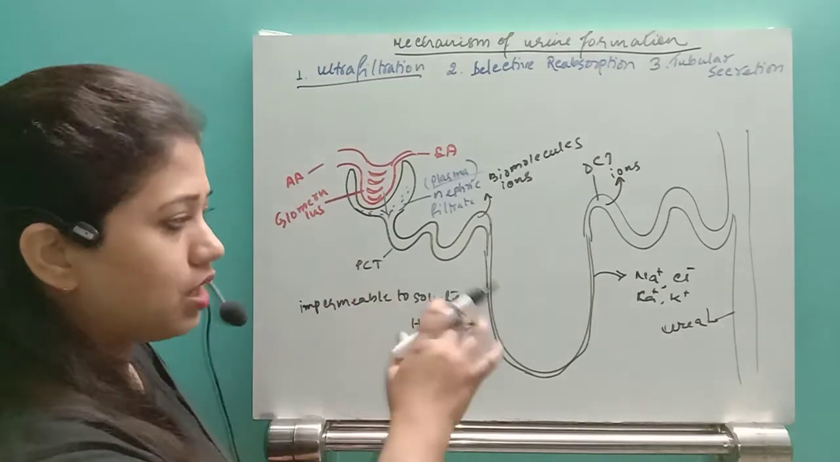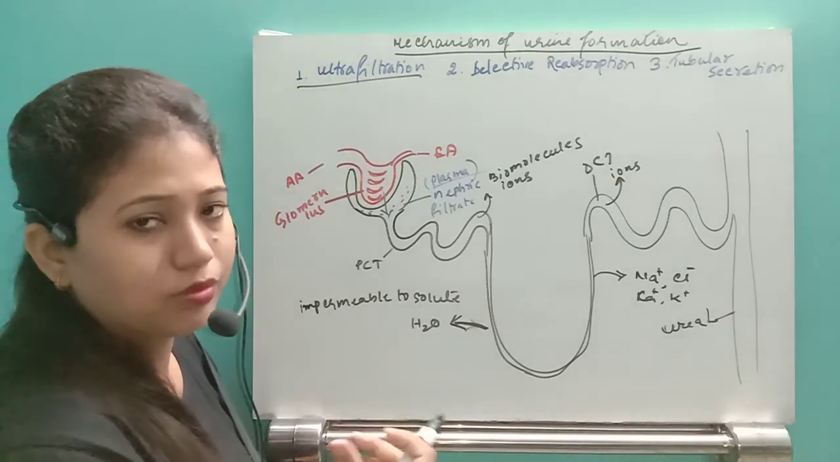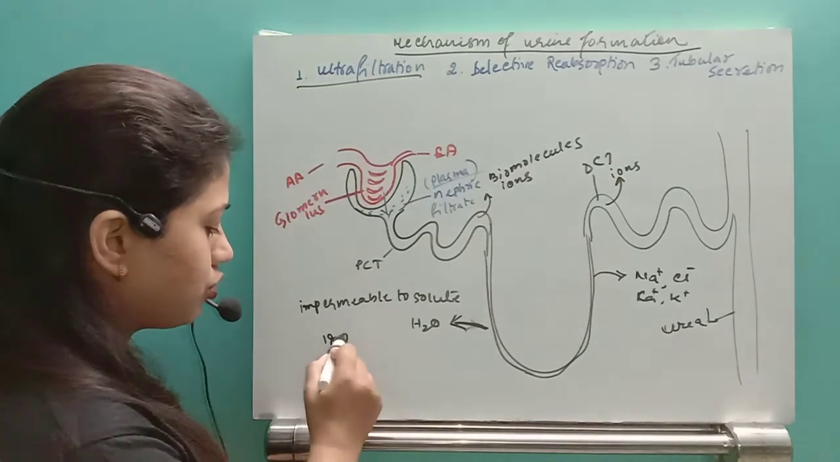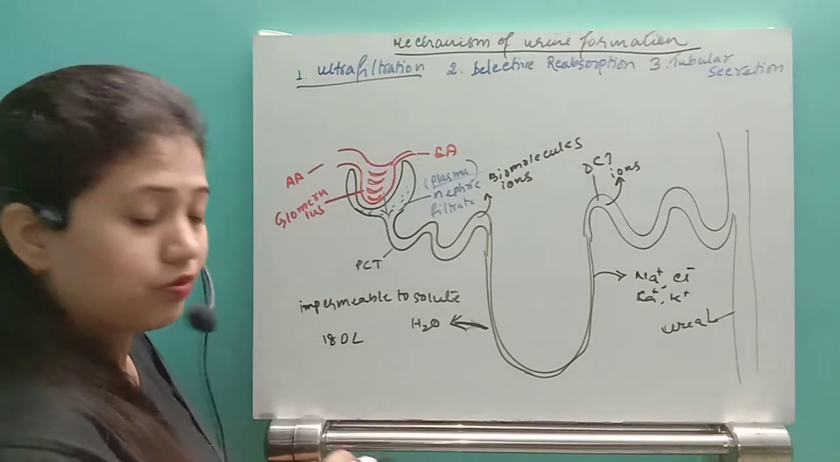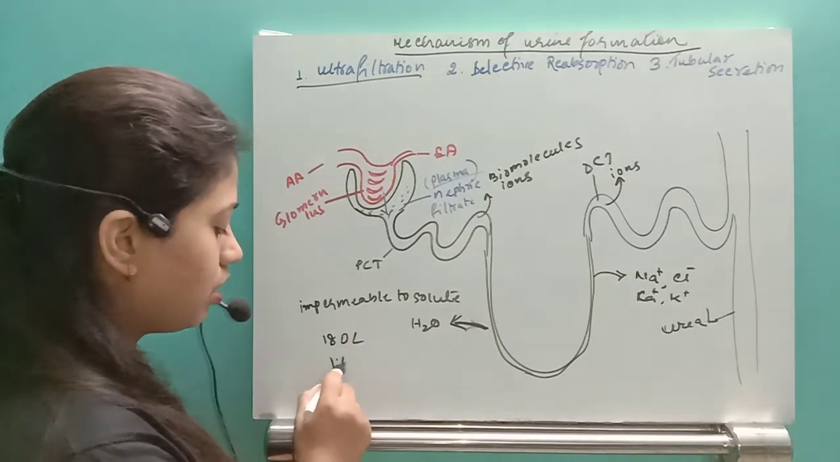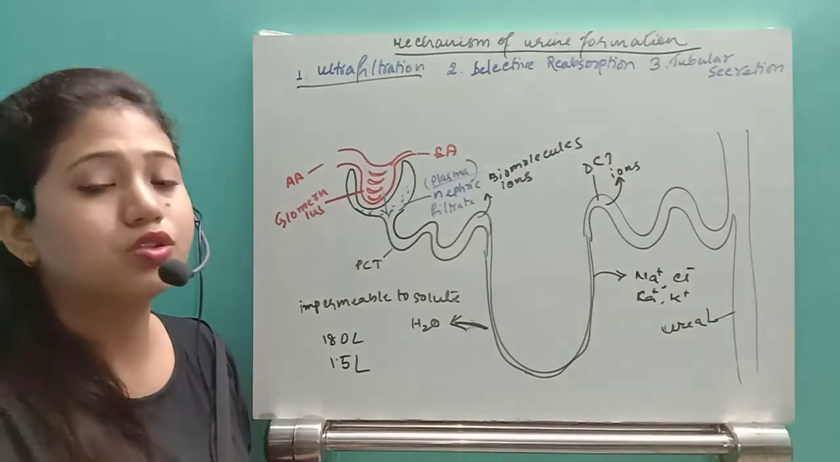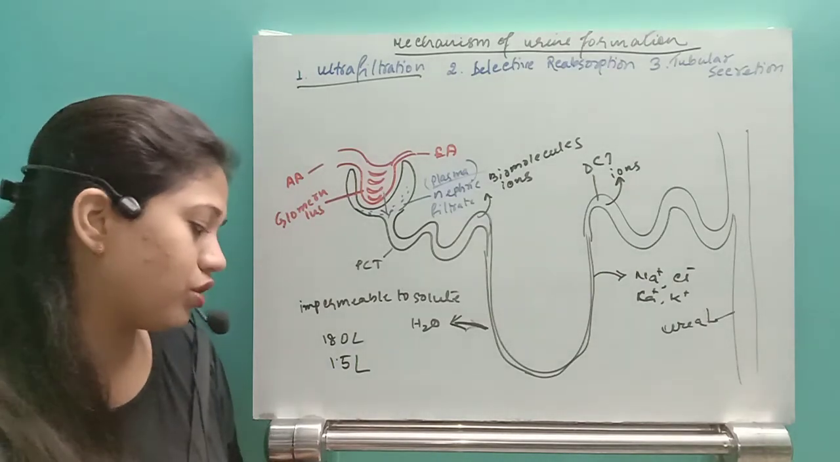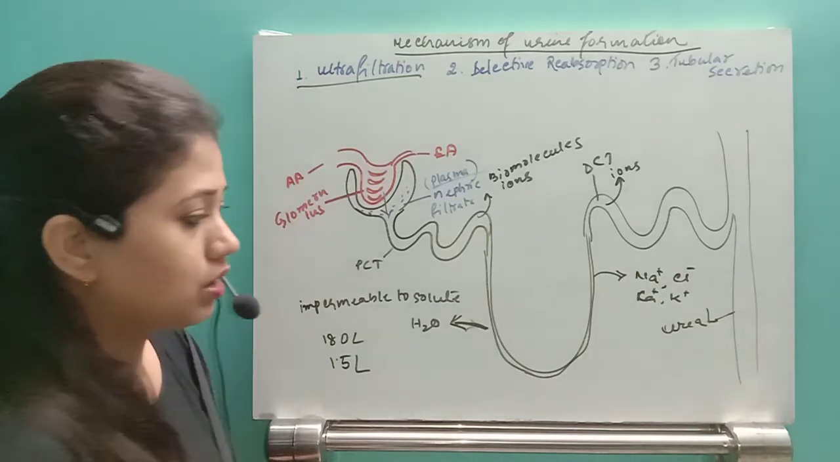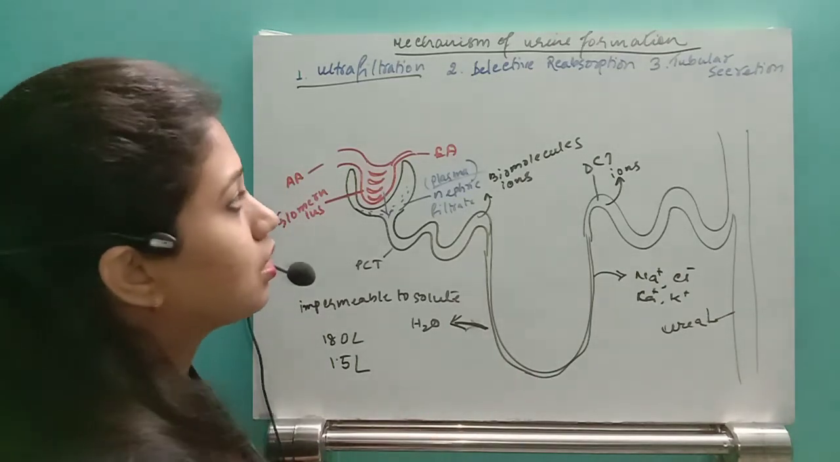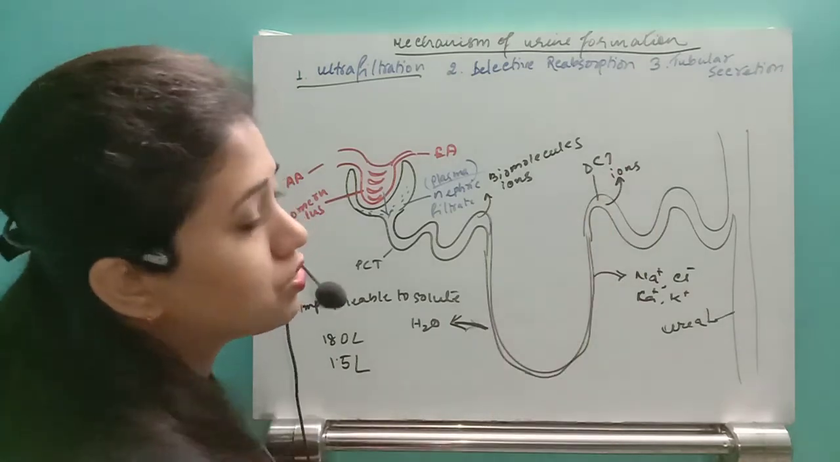So as we are reabsorbing most of the solutes and water, every day we are producing 180 liters of filtrate, but from that 99% will be reabsorbed, and in the whole day we urinate only about 1.5 liters of urine. Then after that, the last step is the tubular secretion.